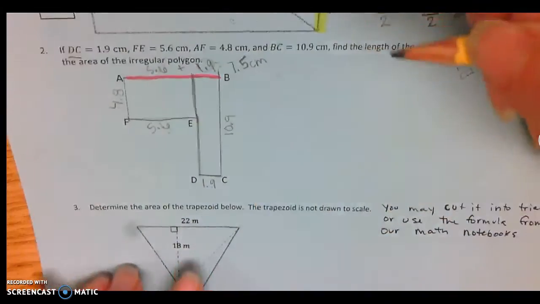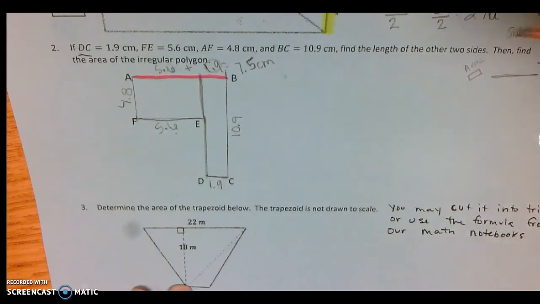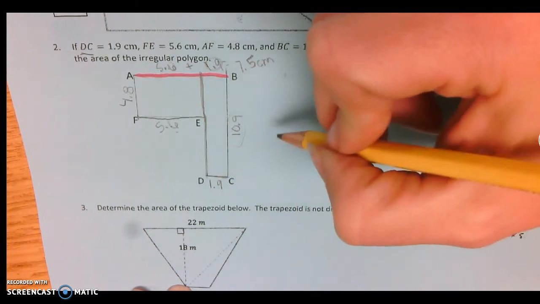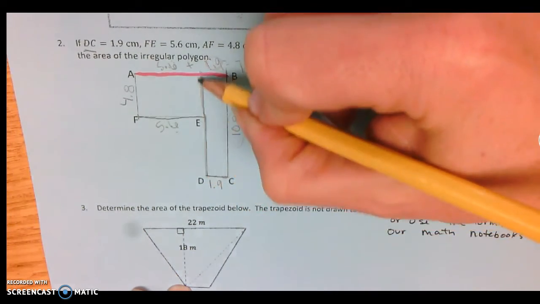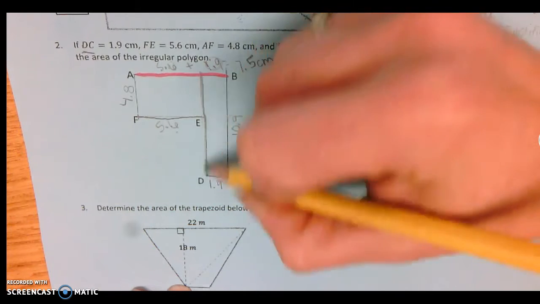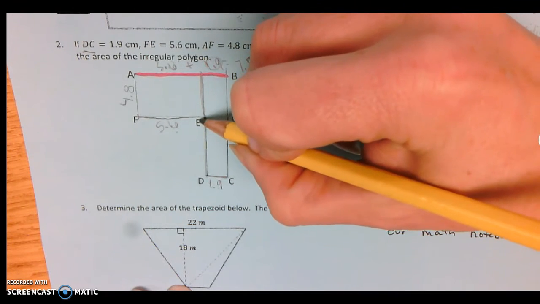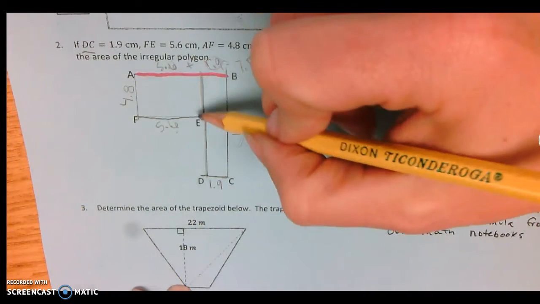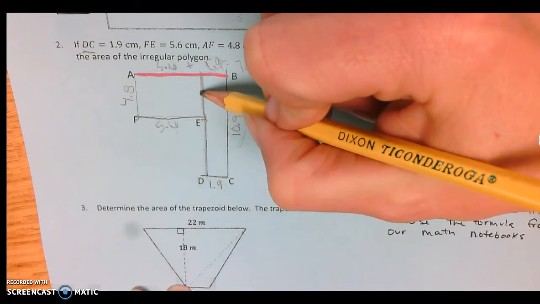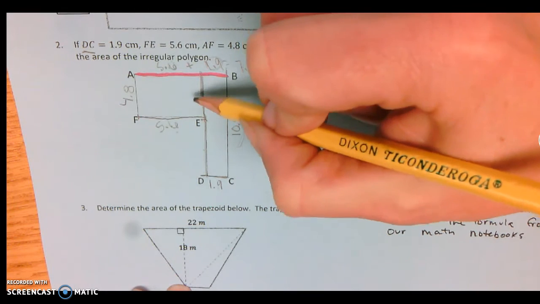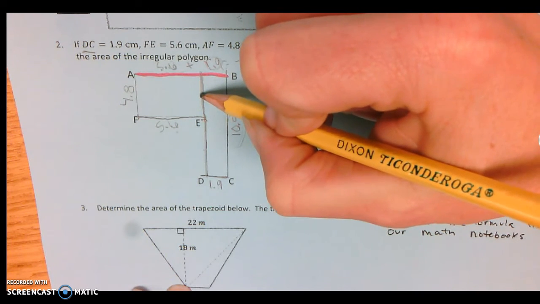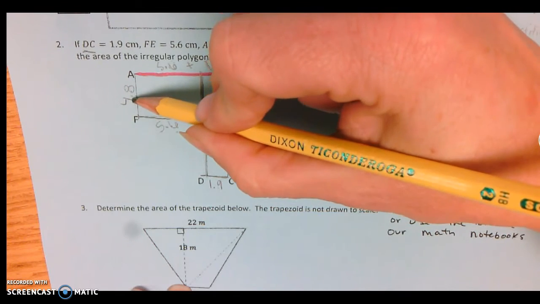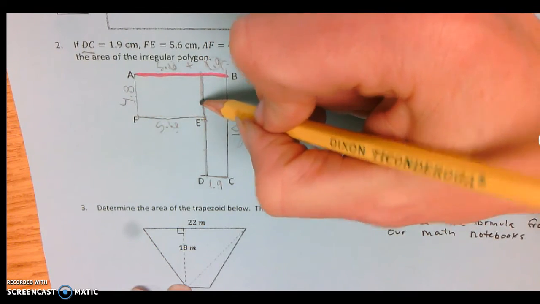The next one we need to find is this E to D here, or D to E. So again, what do I know? Well, I know that this side is 10.9. So I know that the whole thing has to be 10.9, but I don't need the whole thing. I only need this part right here. So can I find either this part or this part? I can find this part because it is opposite of this side. So that tells me if this is 4.8, then this is 4.8.